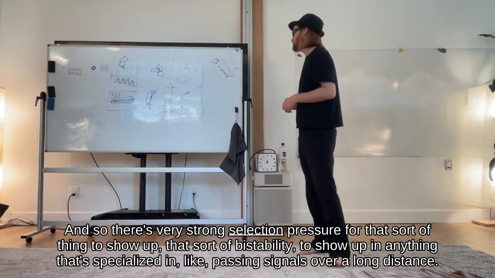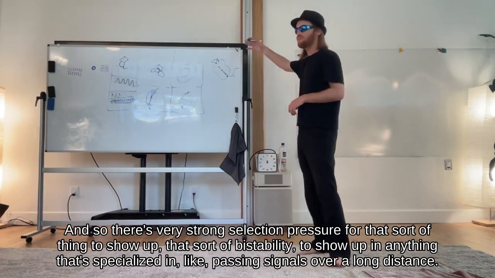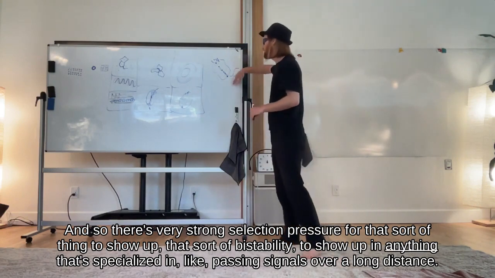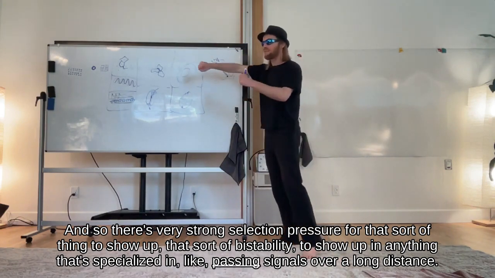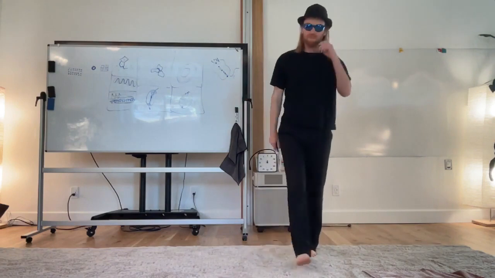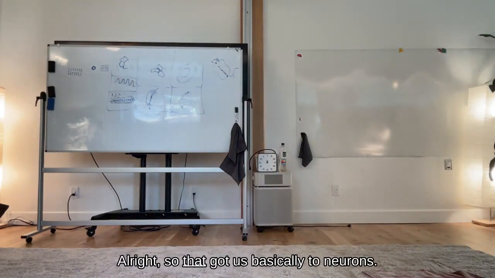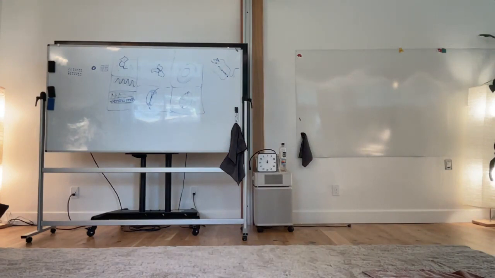And so there's very strong selection pressure for that sort of thing to show up, that sort of bistability, quote unquote, in anything that's specialized in passing signals over a long distance. Yeah. All right, so that got us basically to neurons.